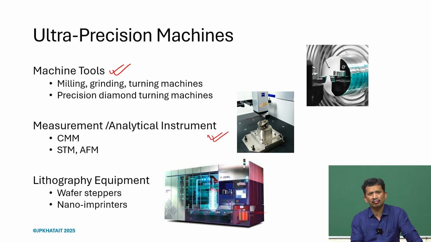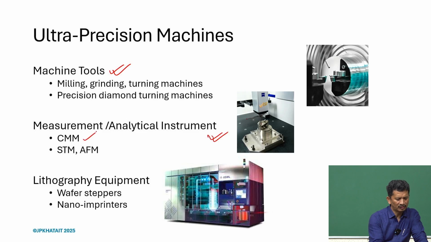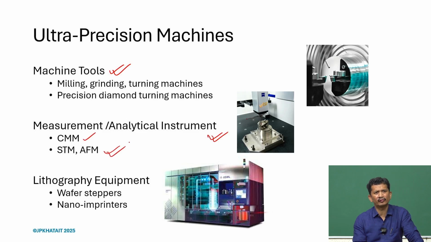We also need to do measurements for characterization, to know how precise the components are, right? So we have these coordinate measuring machines, different kinds of microscopes for the measurement, and there we are talking about some microns, 0.01 micron, or even nanometer kind of repeatability.